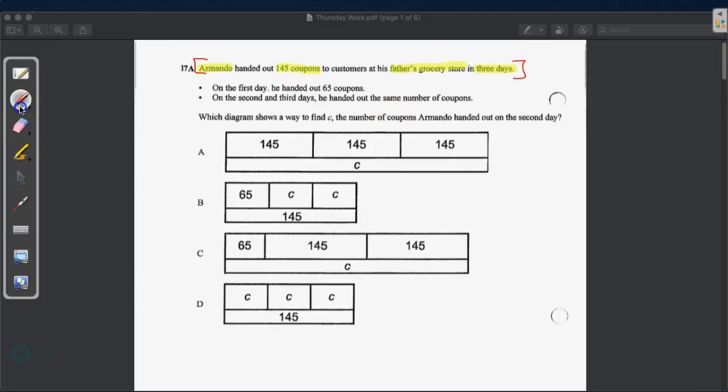But here, there's something special about this 145. We need to make a side note. The special information for this one is that is the total. So ignore all of this. We're going to do our own picture here. So I'll do my own picture, and I'm gonna do it right here. 145, here's my total. It's my strip diagram, and I'm gonna put it on top. 145, and then we can label it coupons.